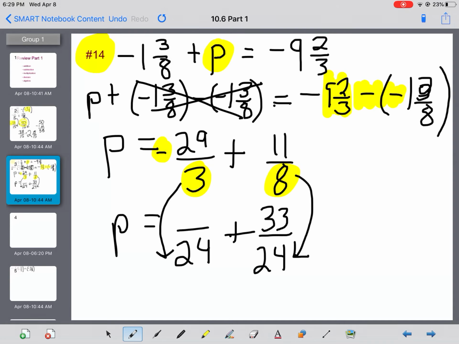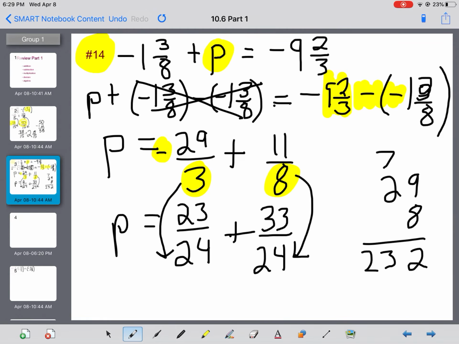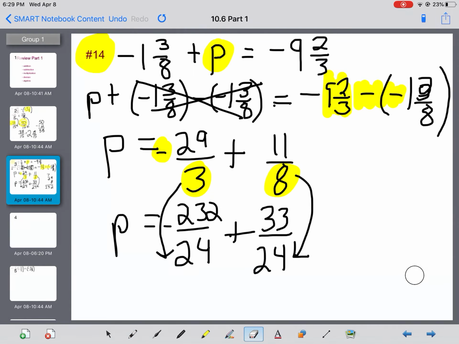Now, over here, 3 times what is 24? 3 times 8. So I'm just going to do that over here. I'm going to do 29 times 8. So I get 72. 2 times 8 is 16. I add 7 to that, and I get 232. Don't forget that this is still negative. Let me give myself a little bit more space to work with.